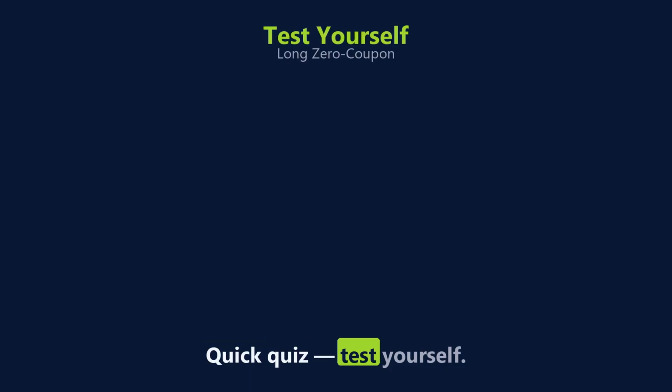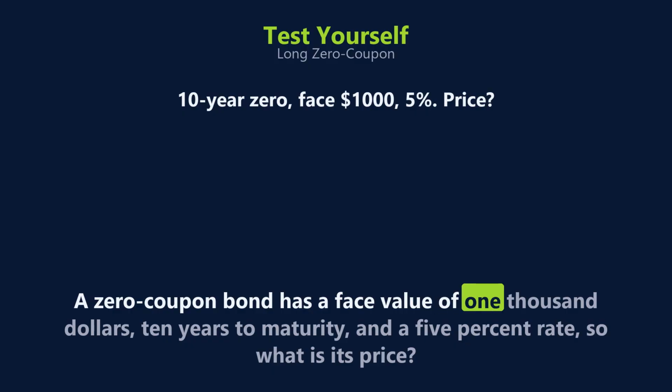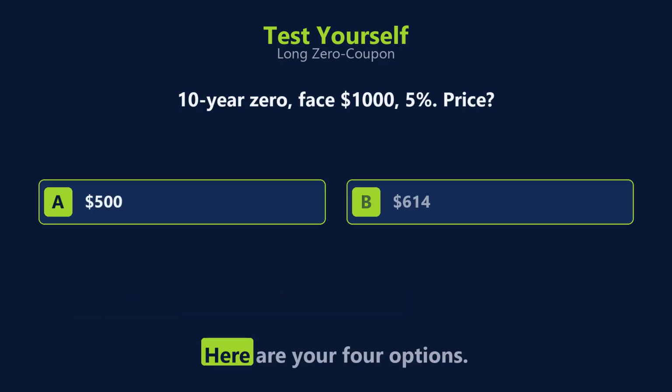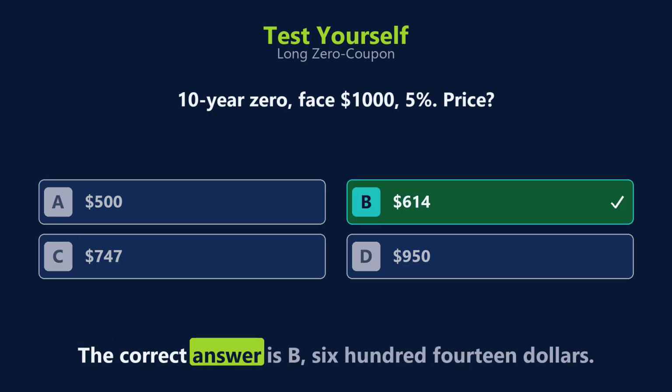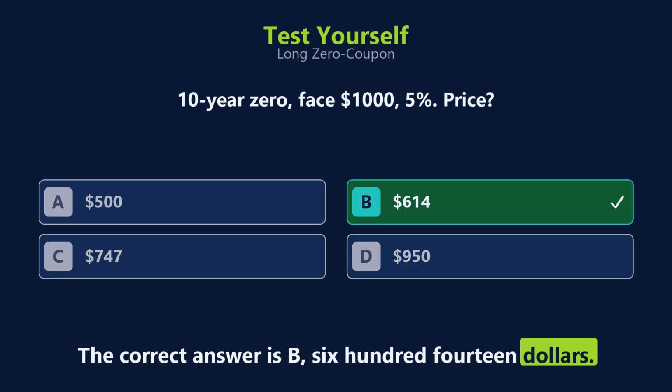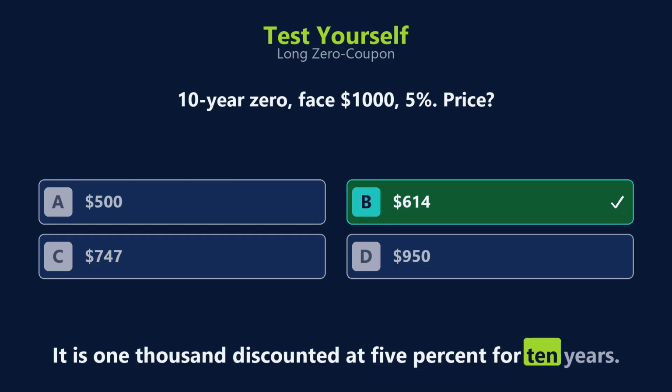Quick quiz, test yourself. A zero-coupon bond has a face value of $1,000, 10 years to maturity, and a 5% rate, so what is its price? Here are your 4 options. Pause the video and solve it now. The correct answer is B, $614. It is $1,000 discounted at 5% for 10 years.